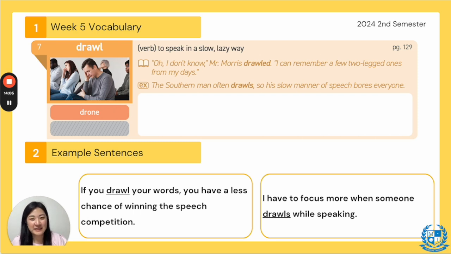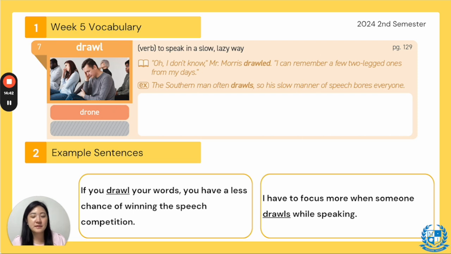In our novel, it says, "Oh, I don't know," Mr. Morris drawled. "I can remember a few two-legged ones from my days." Slow and lazy. Kind of makes me sleepy when I hear someone drawl. The example, let's read together. 1, 2, 3. The Southern man often drawls, so his slow manner of speech bores everyone.